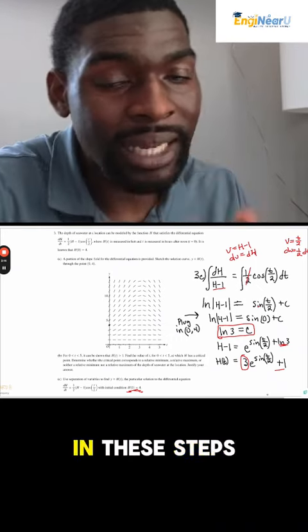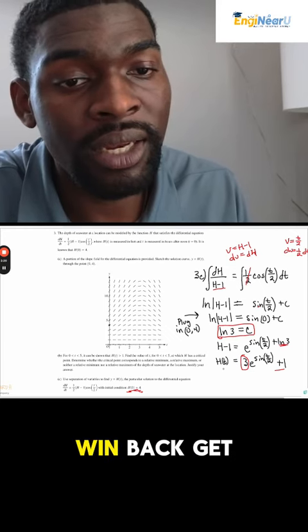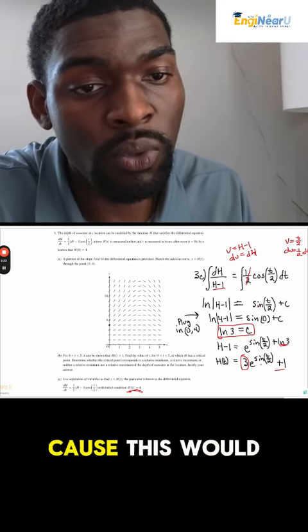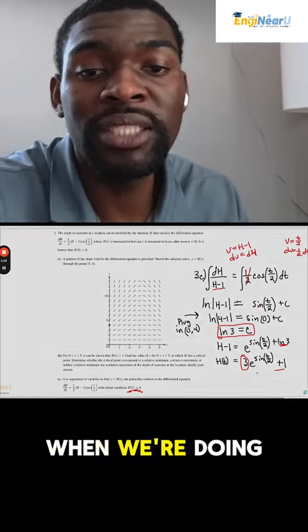Perfect. Now, don't forget, in these steps here, this one didn't have that, but what we will want to do is plug in 0 here to make sure we in fact get 4. We do 3, because this would be 1. 1 times 3 is 3. 3 plus 1 is 4. This works, but you always have to check just to make sure when we're doing a differential equation.